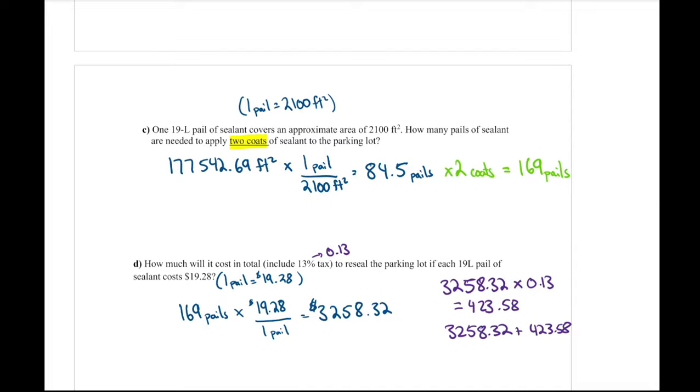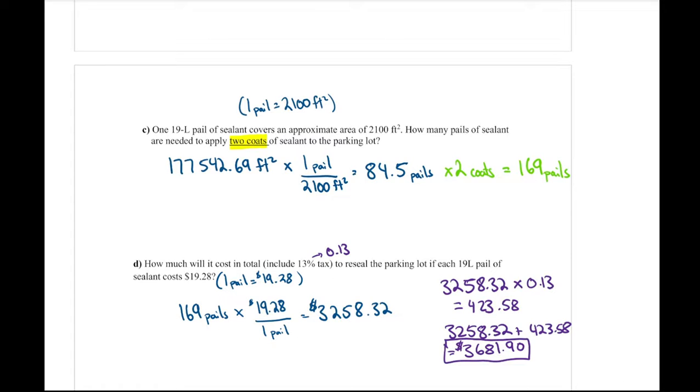So $423.58 plus 3,258.32 gives me a total of $3,681.90. So that is how much it's going to cost me to seal the parking lot with 2 coats.